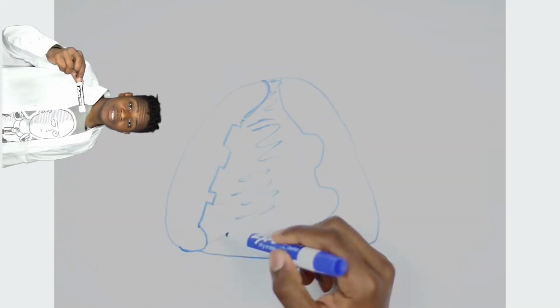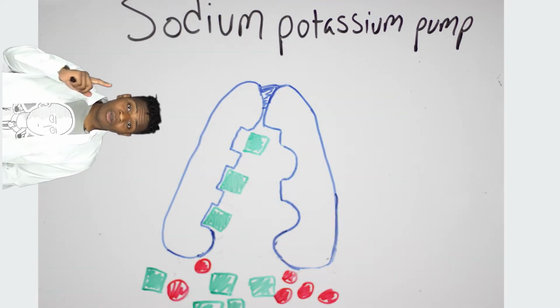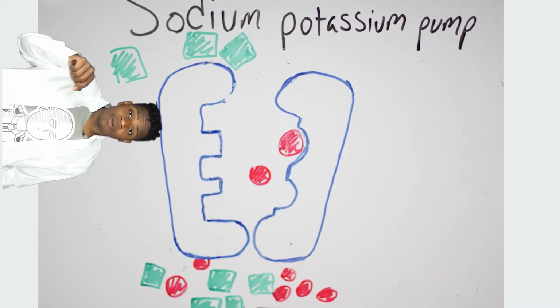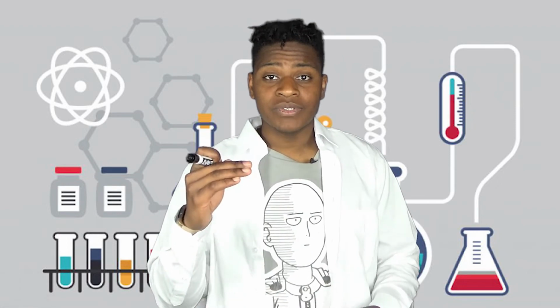The first one is the sodium-potassium pump. It pumps 3 sodium ions out for every 2 potassium ions it pumps in. This is important because it helps establish an equilibrium between sodium and potassium levels.